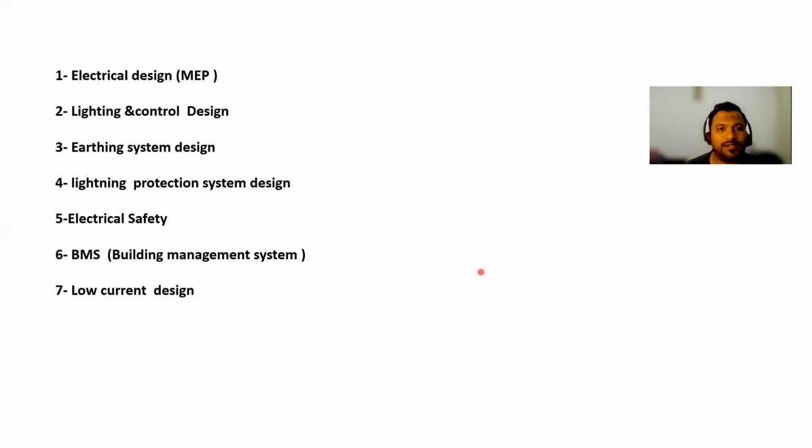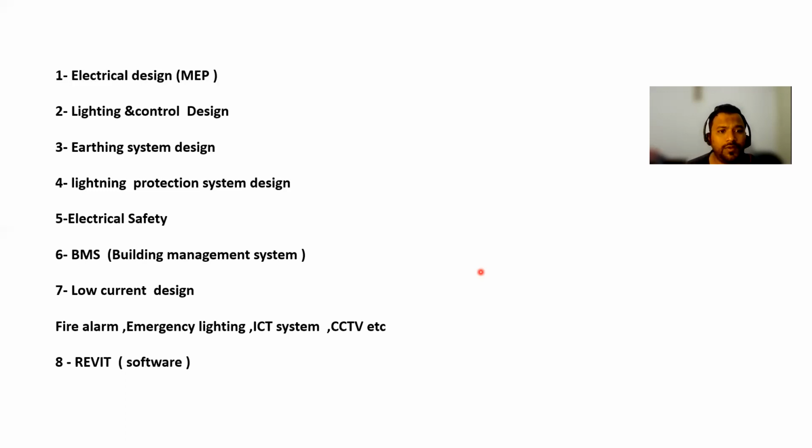Seventh one is the low current design. In low current design, we have different types of systems. A few of them are fire alarm, emergency lighting, ICT system, and CCTV systems. So these are very important and very crucial systems. We have to learn each and every element in these courses.